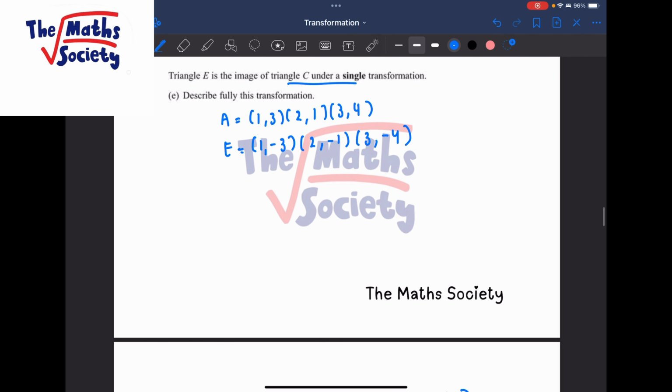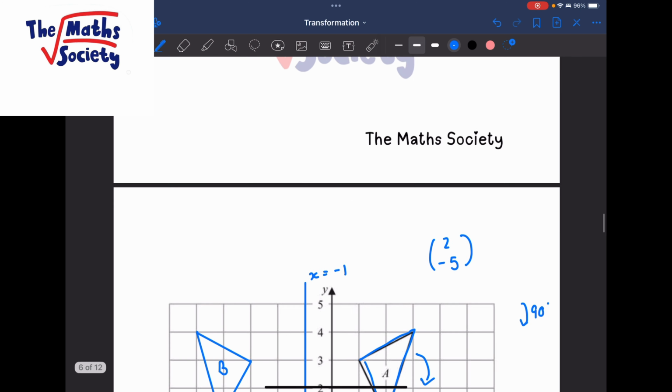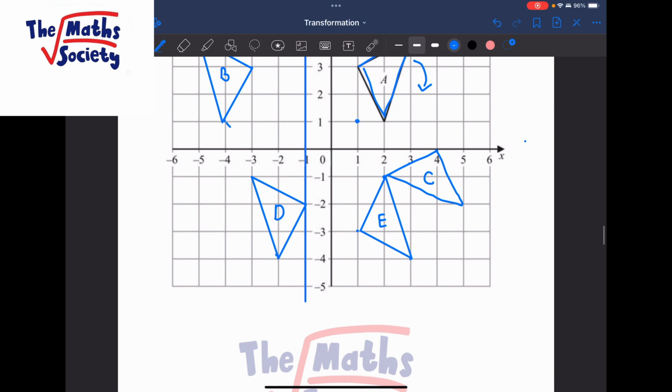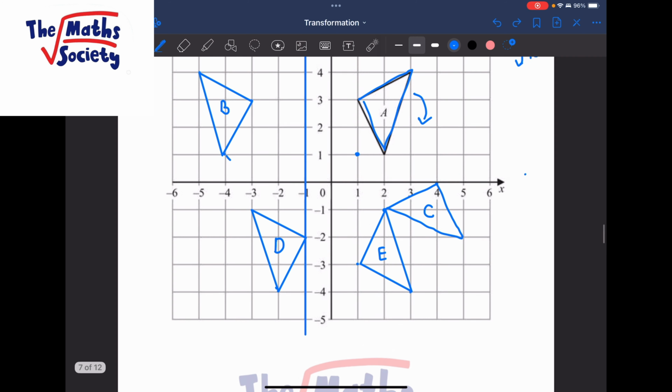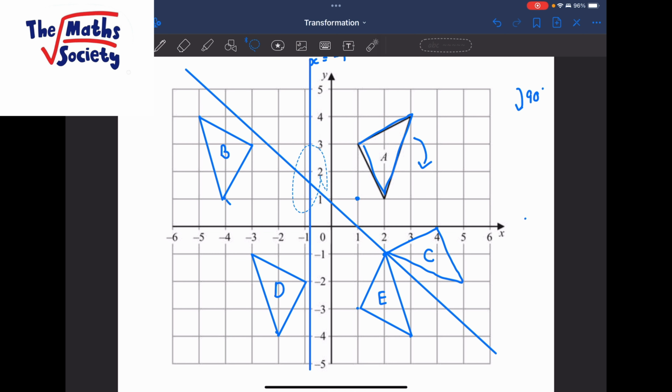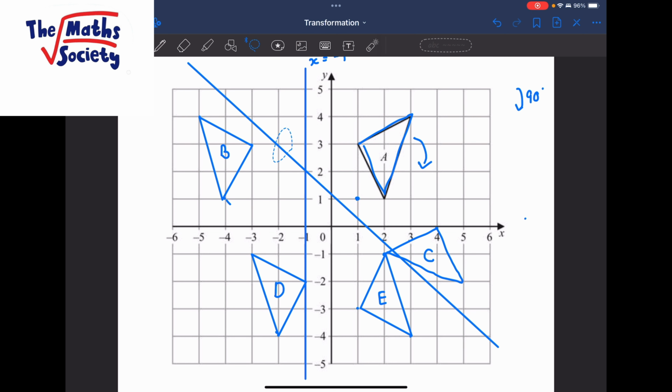And then E is the image of C under a single transformation. Describe fully this transformation. So just looking at C and E, you can see that it actually is a reflection of each other, but the reflection line would be just right in the middle. So what we're gonna do, we're gonna try to draw a line right in the middle. So let's just see how it goes. It is actually being moved a little to the side. Yep, that should be more accurate.